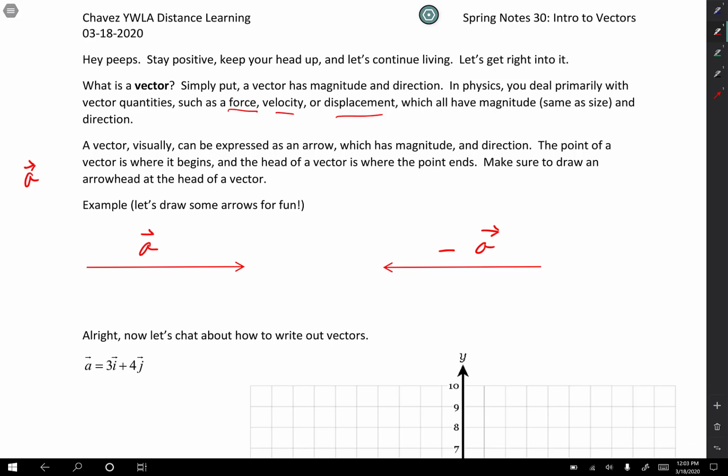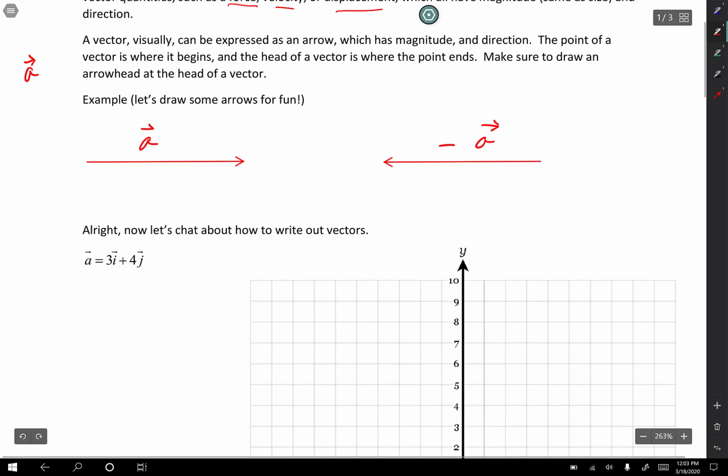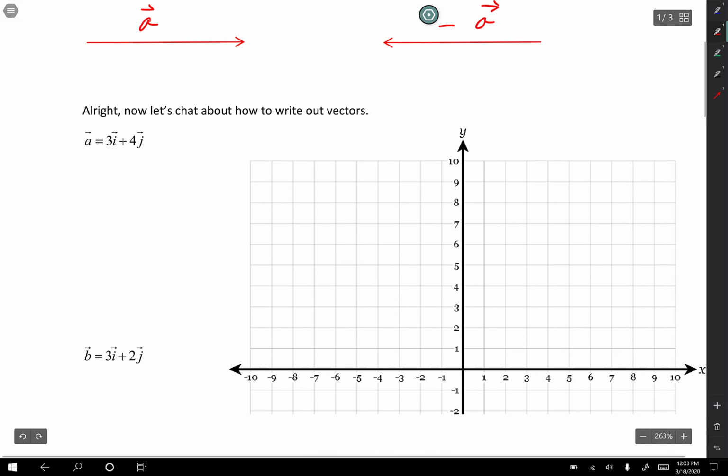If I did 2A, then I would just draw two arrows, connecting from tail to head and then tail to head again. So it's pretty basic. So here we go. It says A, and then notice there's an arrow on the top, equals 3i plus 4j. Now, don't get scared here, guys.